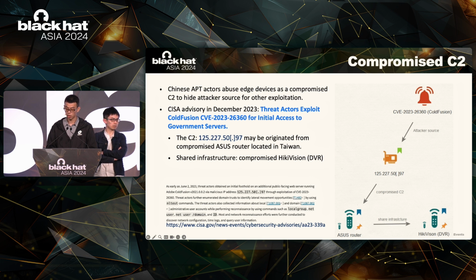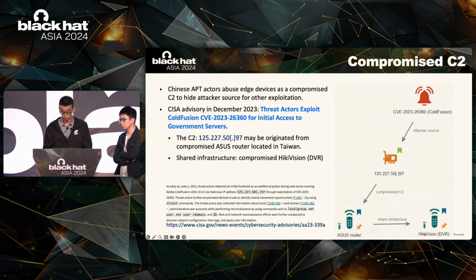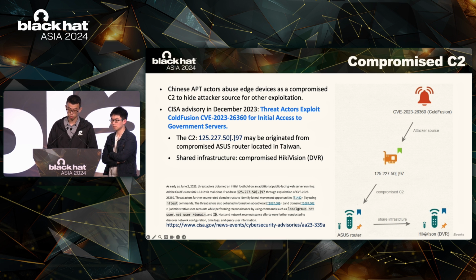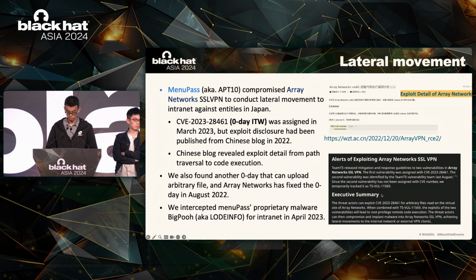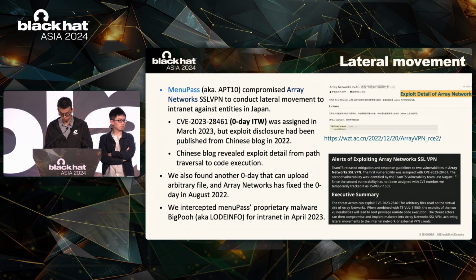And we checked the IP, which is from an ASUS router in Taiwan. During the analysis of the C2 infrastructure, we found another edge device, a Hikvision DVR, also abused as a compromised C2. So we believe the Chinese hackers have already deployed infrastructure of compromised edge devices. Chinese hackers may compromise all kinds of VPN devices, such as Ivanti and Cisco, in order to conduct lateral movement.